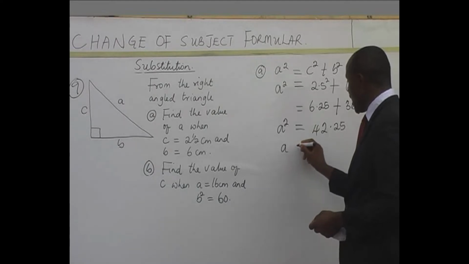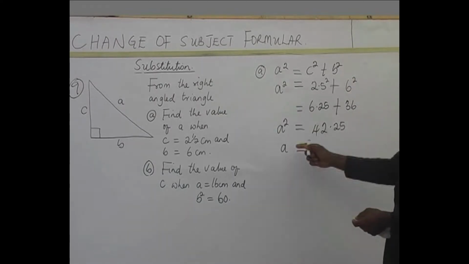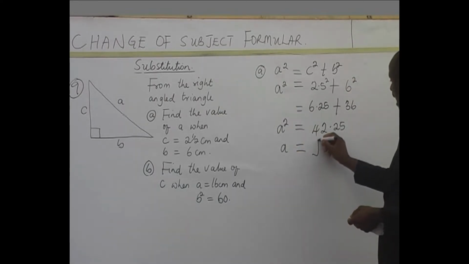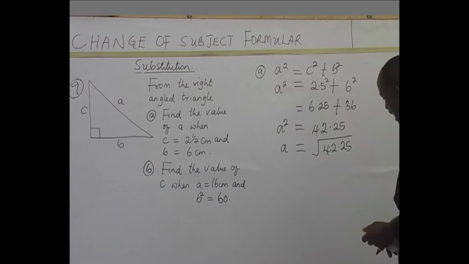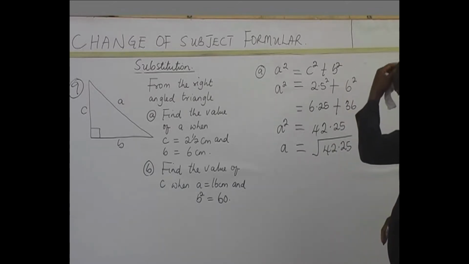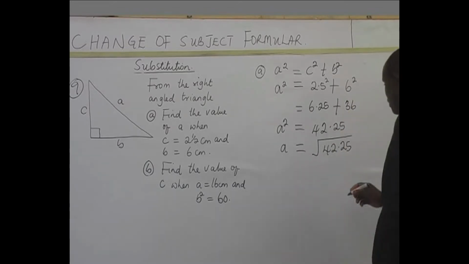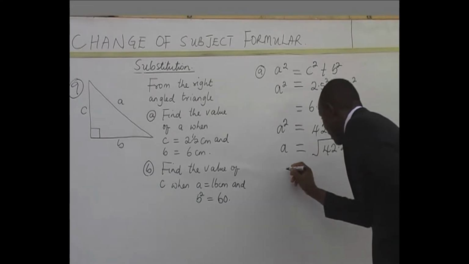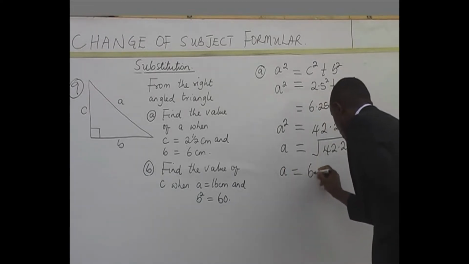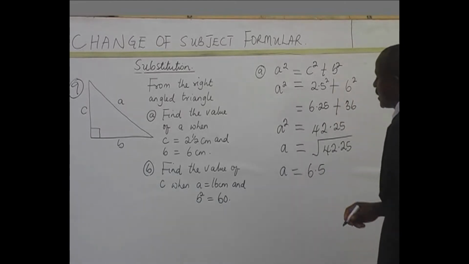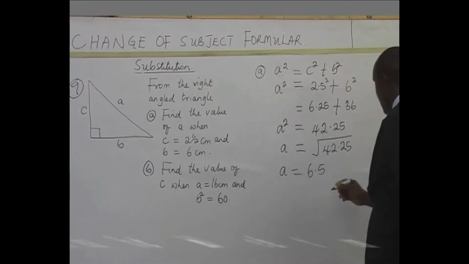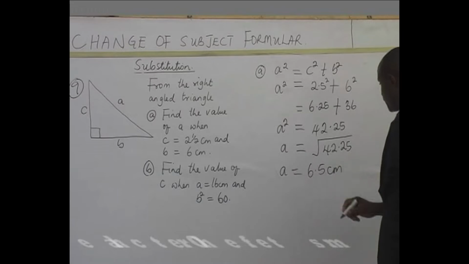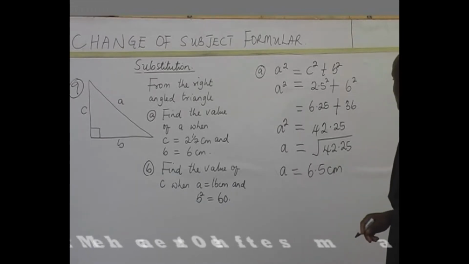Then to find A, we take the square root of both sides. The square root of A squared is A, and it's going to be equal to the square root of 42.25. Either using your calculator or any other means, you discover that the square root of 42.25 is 6.5. That means A is going to be 6.5 centimeters, as the figures are given in centimeters.